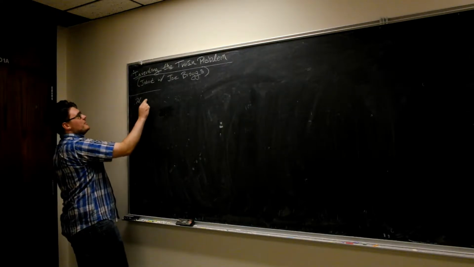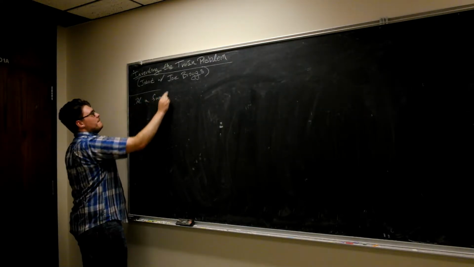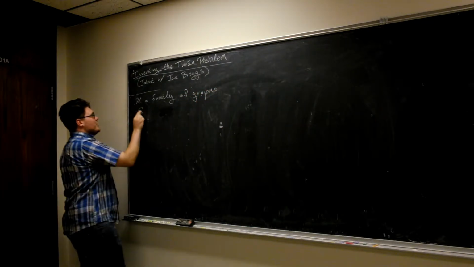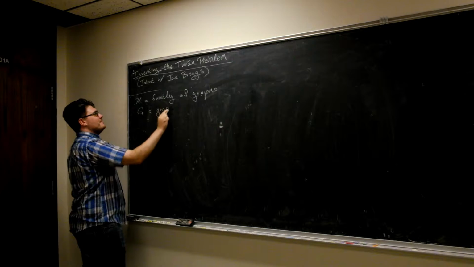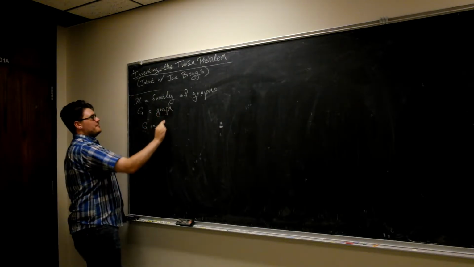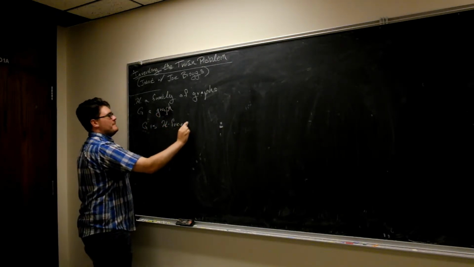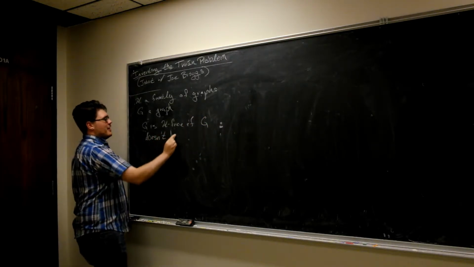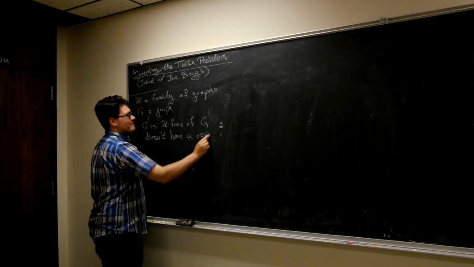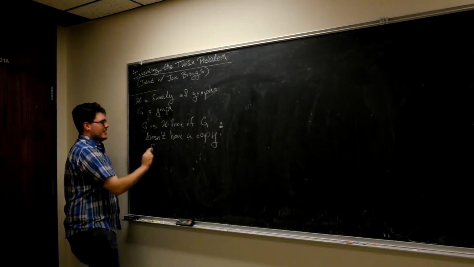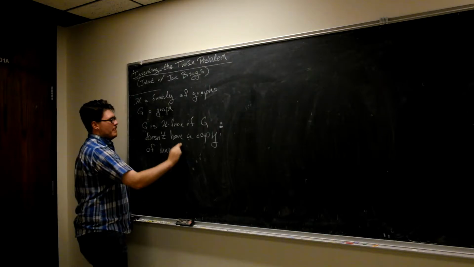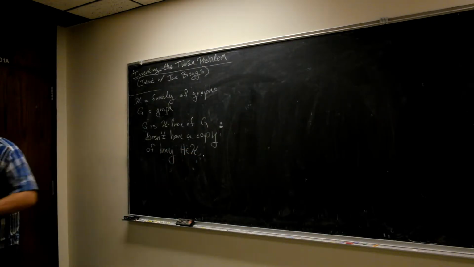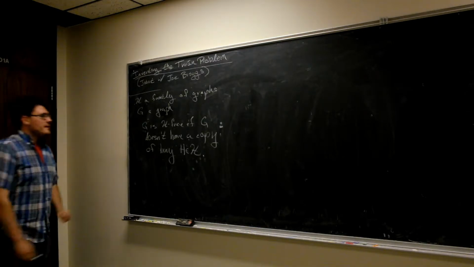So if I give you H, a family of graphs, and G a graph, well then G is H-free if G doesn't have a copy of any H in H. And of course, when H just consists of a single graph, we'll just use that single graph to do everything.